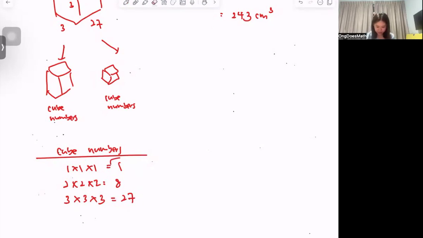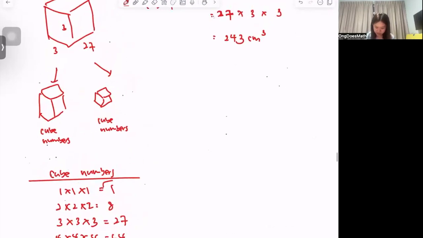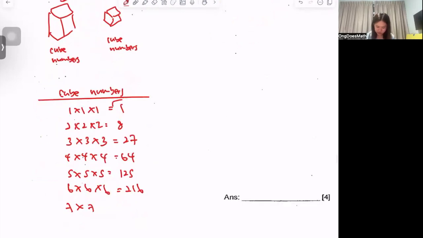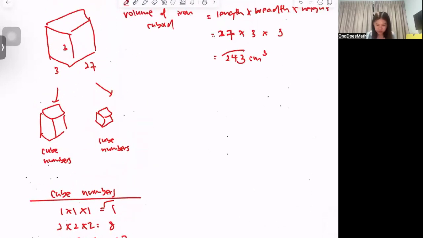Obviously, there's more. You can do 4 times 4 times 4, which will give you 64. 5 times 5 times 5 should give you 125. 6 times 6 times 6, which will give you 216. Maybe we'll do up to 7. 343. Okay, so the total volume of these two cubes is 243.